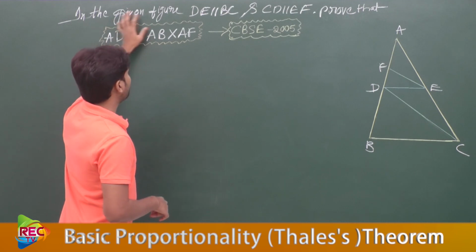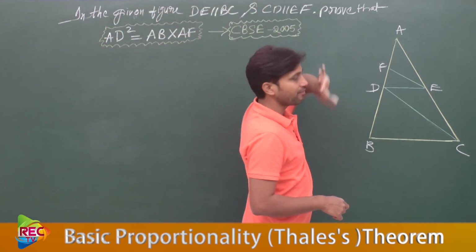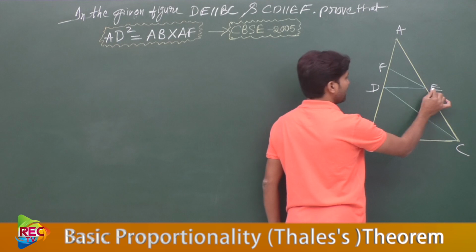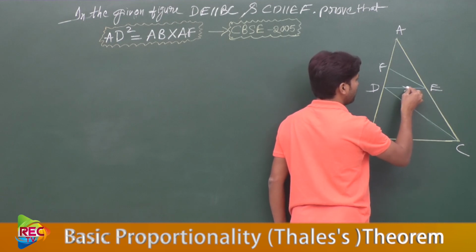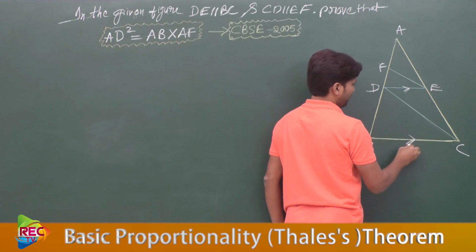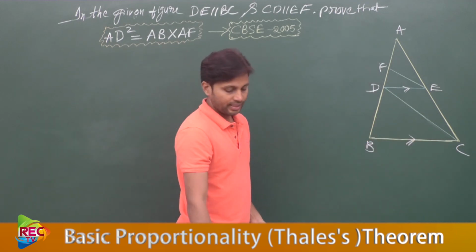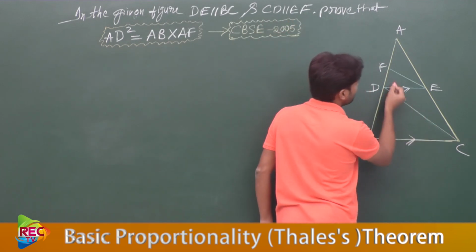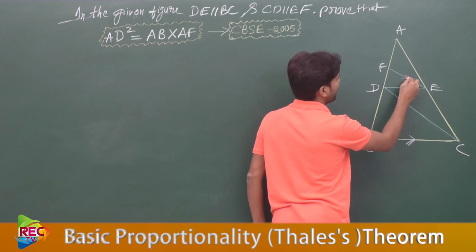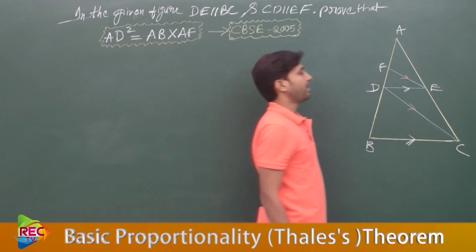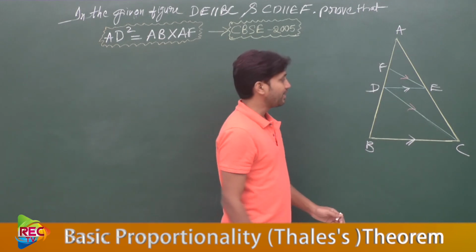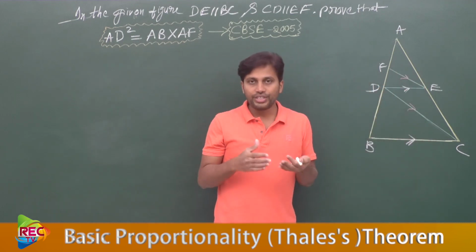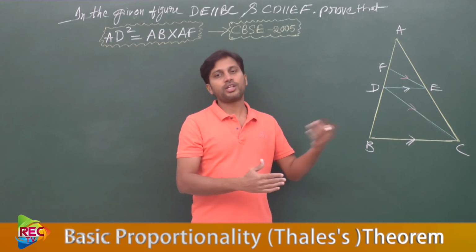What is given in the given figure? DE parallel to BC and CD parallel to EF. Let us notice them. DE parallel to BC, which is DE here? This is DE. This DE is parallel to BC. These two are parallel. And CD is parallel to EF. See here, CD means this one is parallel to EF. So these two are parallel to each other. So here we have given that these two are parallel and these two are separately parallel. So here only we got a way to solve this problem.